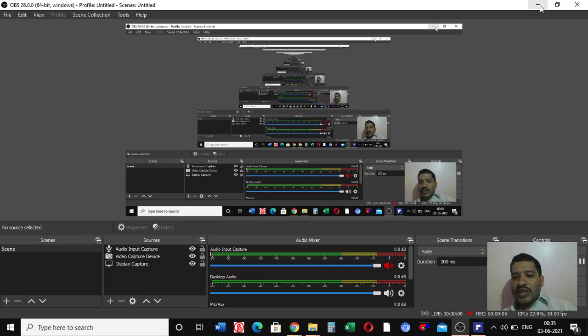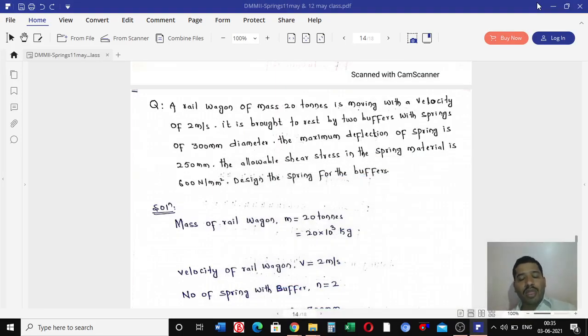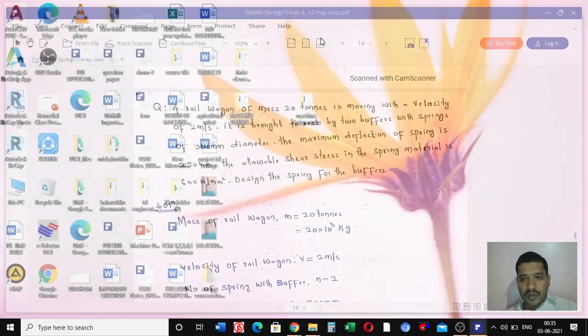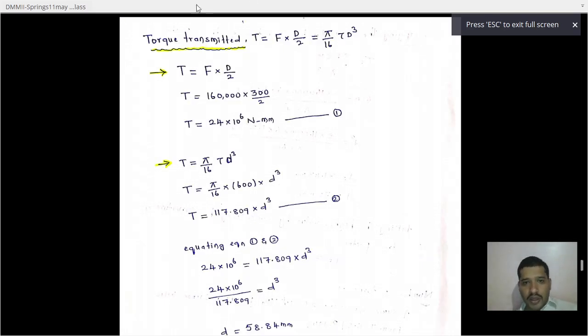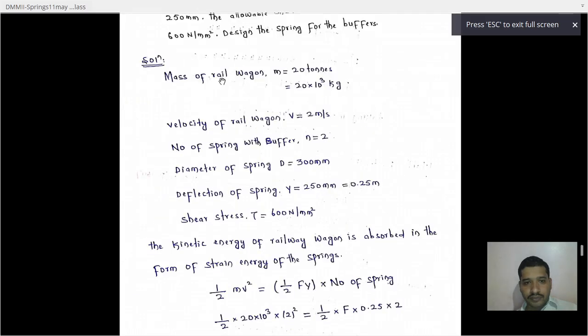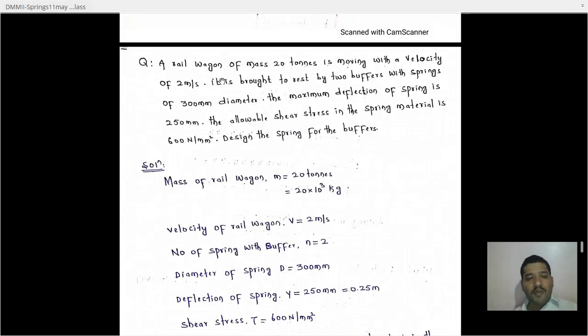So today in the session we are going to learn the 8th problem on springs. A rail wagon of mass 20 tons is moving with a velocity of 2 meter per second.